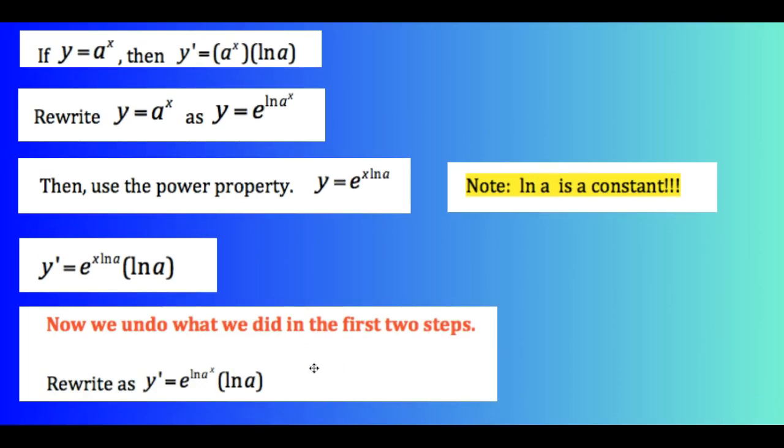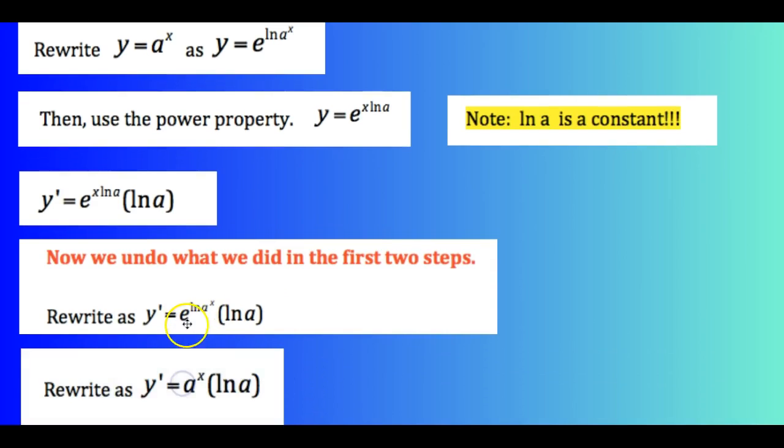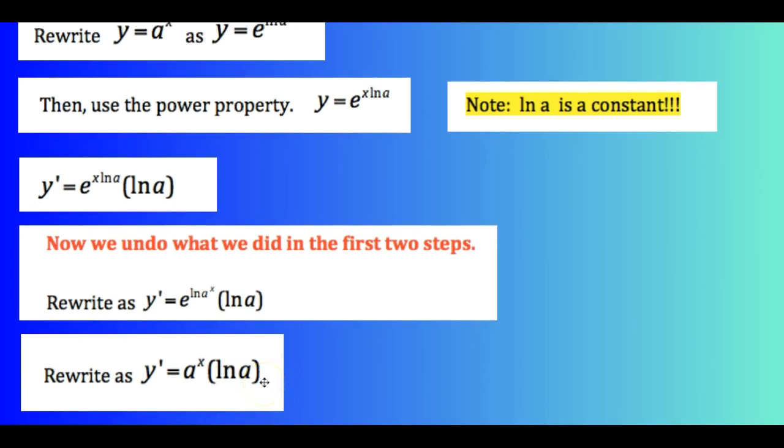And now we're going to undo what we did in the first two steps. So we'll rewrite e to the x times natural log of a as e to the natural log of a to the x using the power property. And then we're going to recognize that e to the natural log of a to the x is simply a to the x. So we've proven that the derivative of y equals a to the x is a to the x times natural log of a.